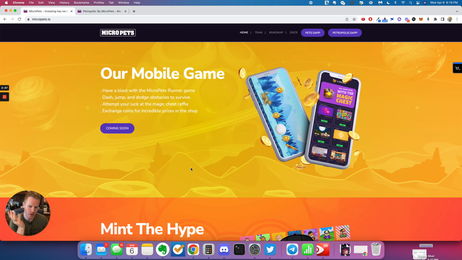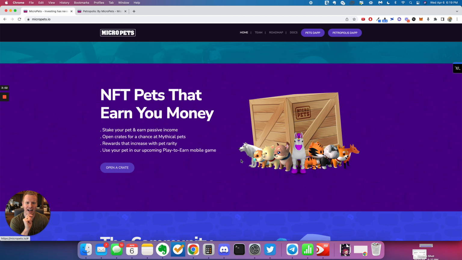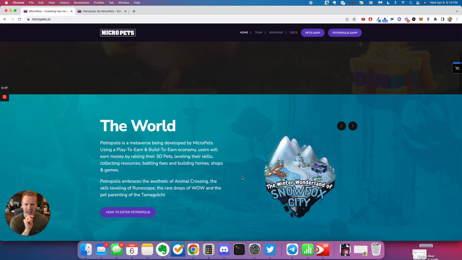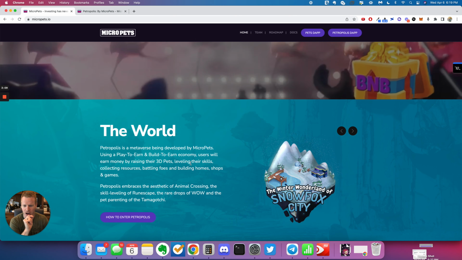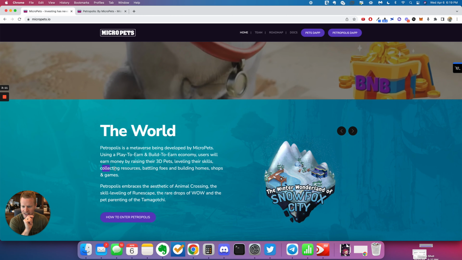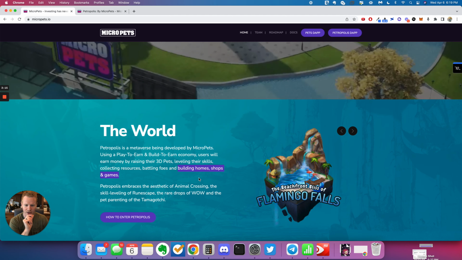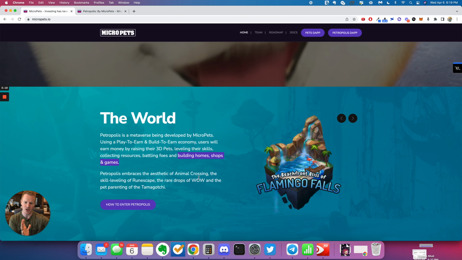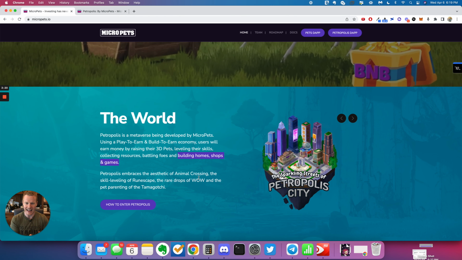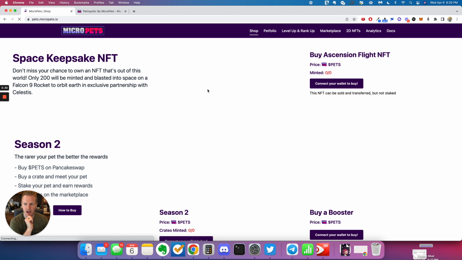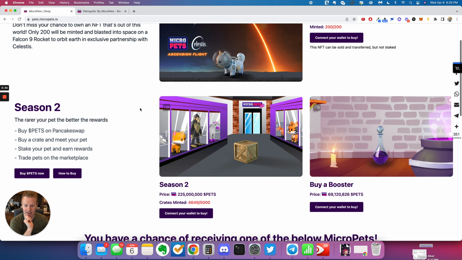And then your pet, which is the part that you can do now, and we're going to open a crate so I can get my pet, is going to be connected to what you're playing with in the game and what you're using in Petropolis: leveling their skills, collecting resources, battling foes, and building homes, shops, and games. Again, this is something they're looking to build. Now let's back up to where we're at now. For now, Petropolis is not alive yet, but you can still get your pet.